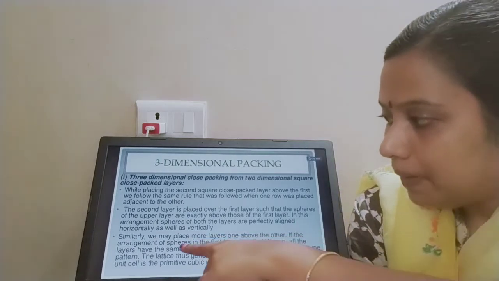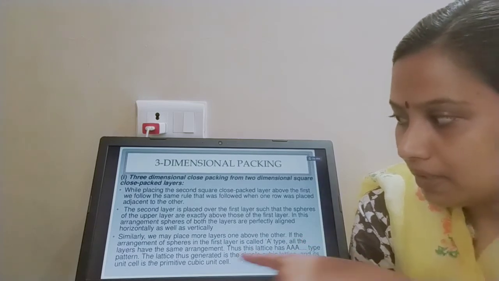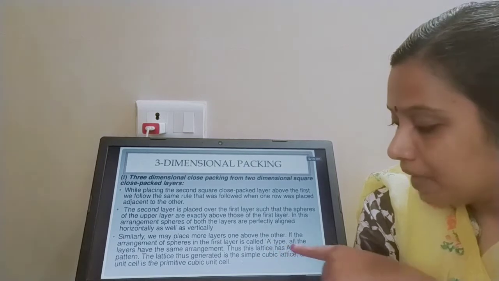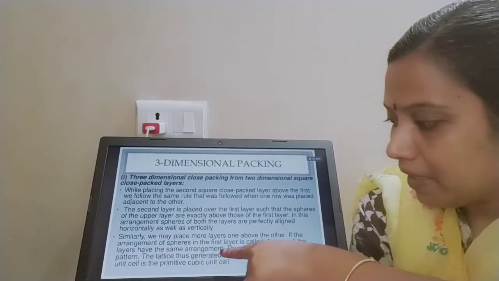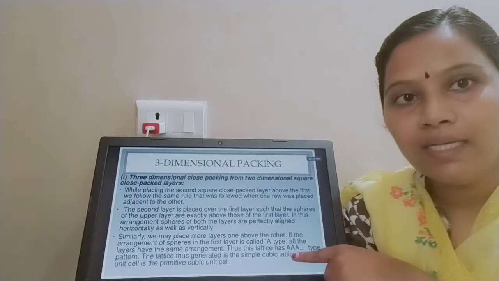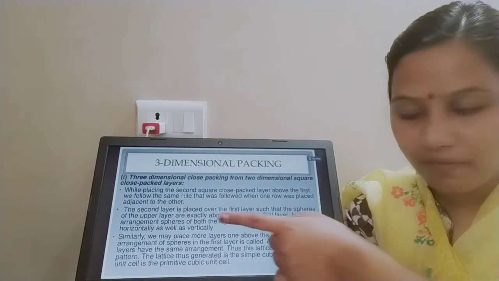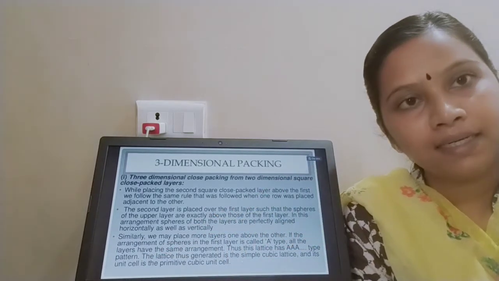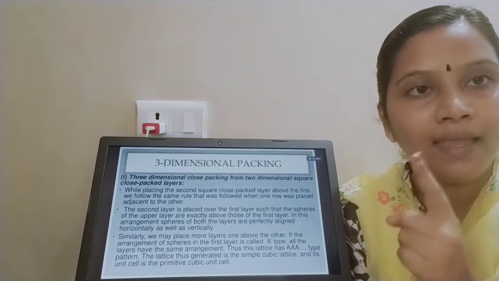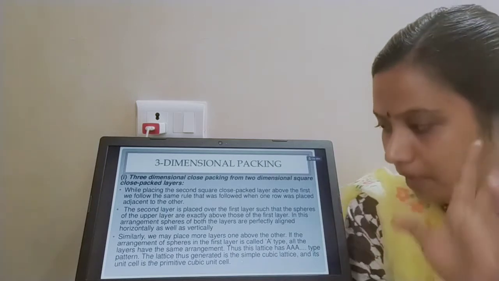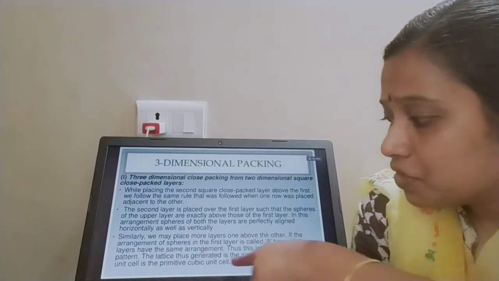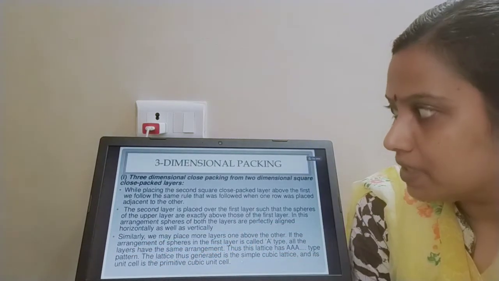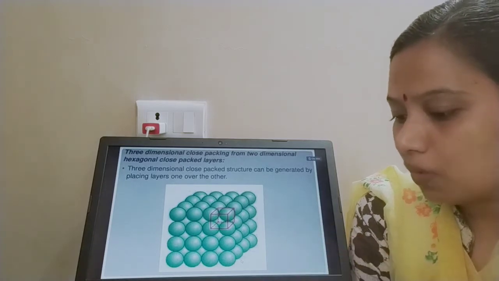Now, when we place more layers one above the other, if the arrangement of spheres in the first layer is called A type, and all the layers have the same arrangement, then this lattice is called AA. Hope you all remember this, whatever we have explained before. So this is the AA type pattern. Now what happens in hexagonal close packing, children? We don't have an AAA type pattern, but we have an AB pattern. The lattice which is generated is a simple cubic lattice and its unit cell is called a primitive unit cell. And whatever lattice I have obtained is called a crystal lattice.